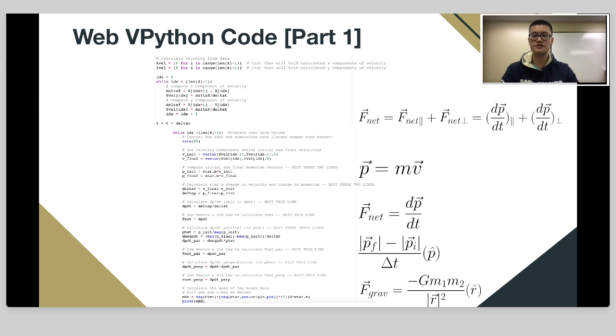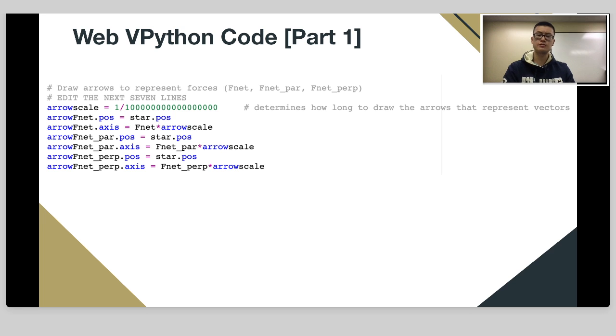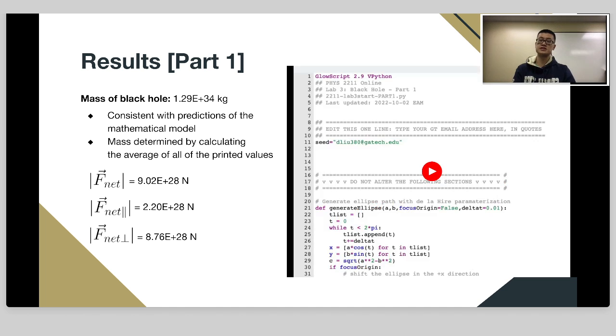The parallel component of the net force was assumed to be equal to the magnitude of the initial momentum subtracted from the magnitude of the final momentum, divided by the change in time, multiplied by p hat. Because we didn't know the radius of the turning circle, without deriving it, we could simply use vector subtraction to find the perpendicular component. Also included in the program was code that would draw arrows showing fnet, fnet parallel, and fnet perpendicular to assist with visualization.